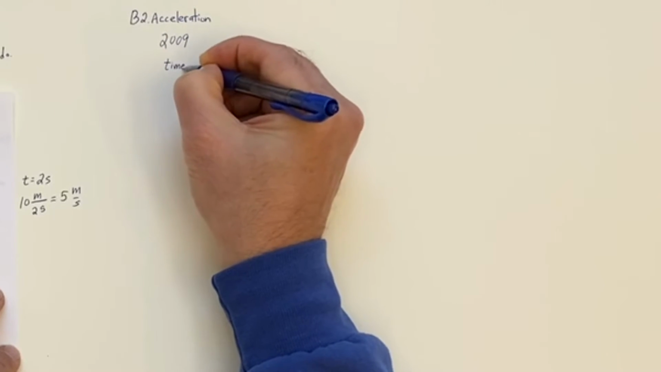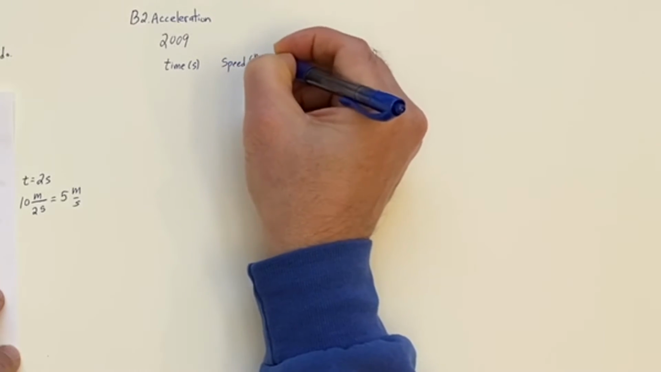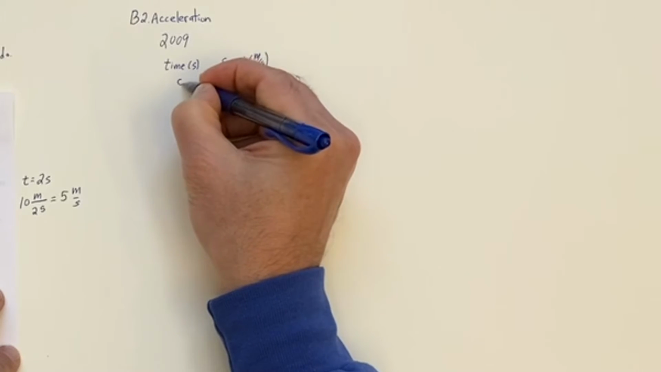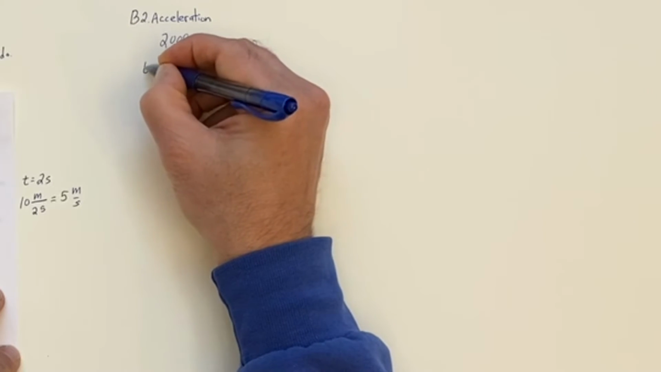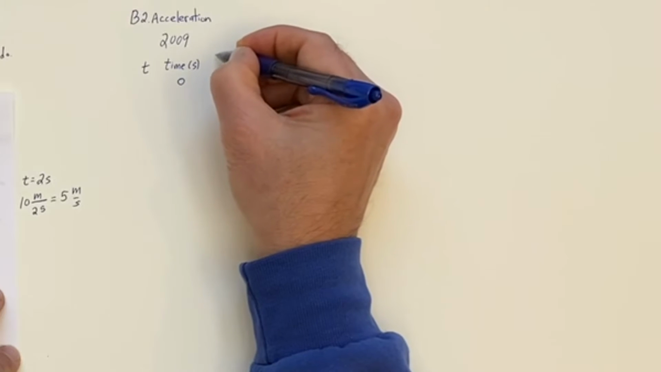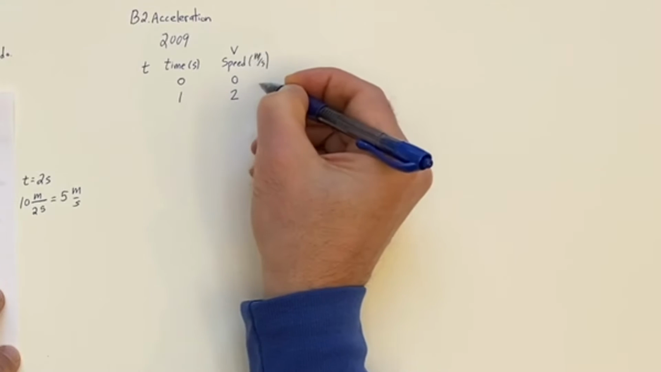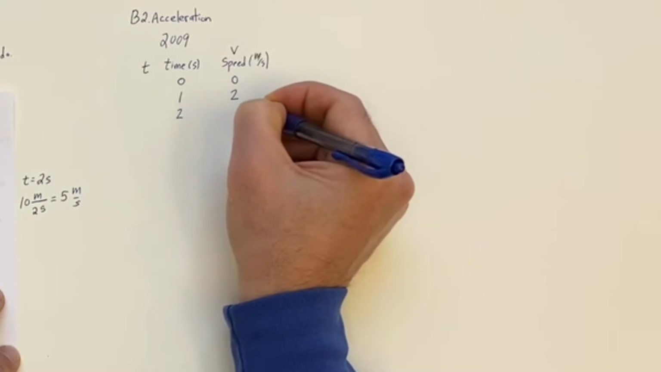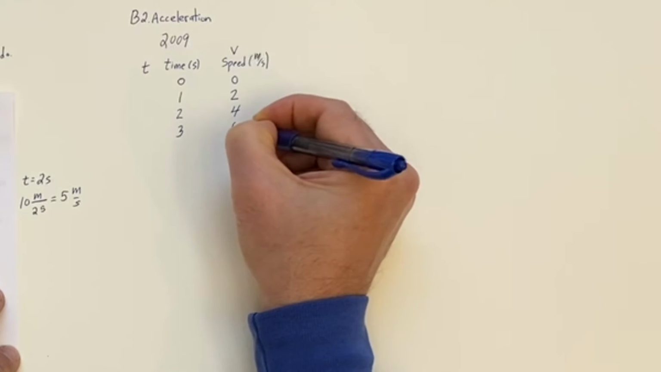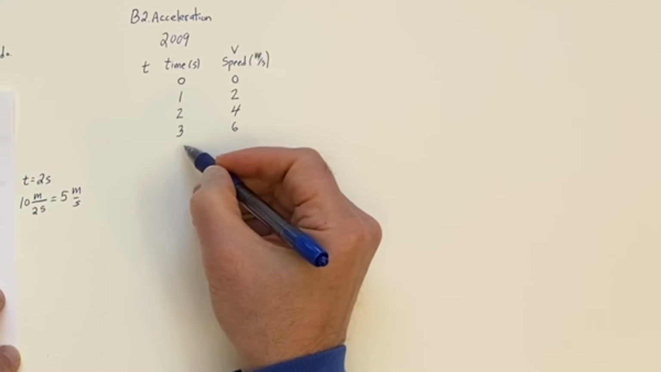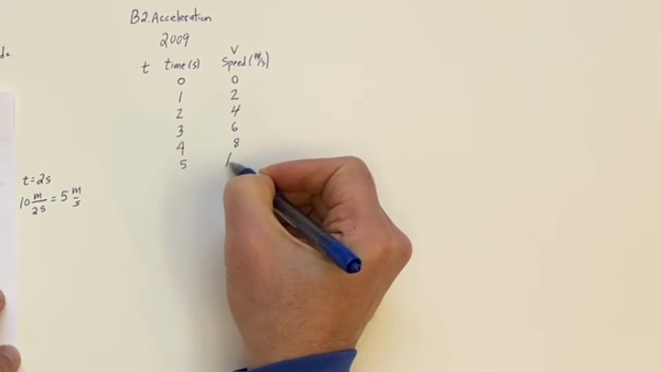To get an idea of the concept of acceleration, let's make a little chart where we have the time in seconds and the speed in meters per second. At time t equals 0, the speed is 0. So this could be represented by t and the speed by the letter v. Then after 1 second, say we're going 2 meters per second. After 2 seconds, 4 meters per second. After 3 seconds, 6 meters per second, and so on. 4 seconds, 8 meters per second, 5 seconds, 10 meters per second.